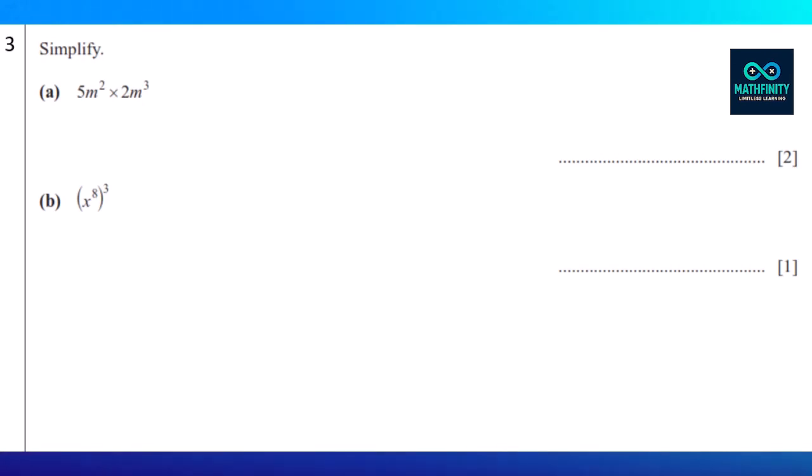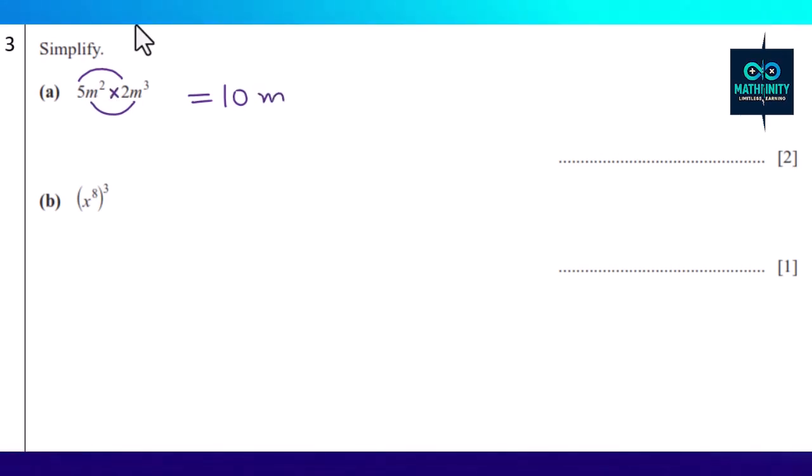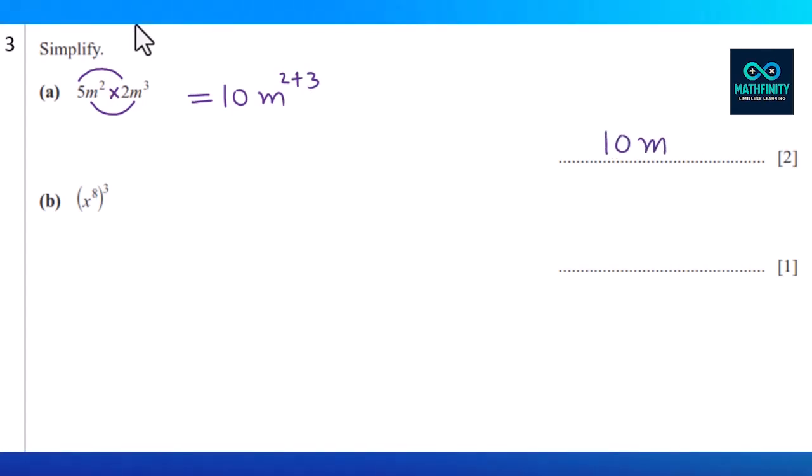Let us solve question number 3. Simplify. So number and number you will multiply with each other. What will be the answer? 5 times 2, 10. And when variables are same, bases are same, and what operation is between them? Multiplication. So we will add the powers. The first rule: if bases are same and multiplication is between them, we will add the powers. So what is the final answer? 10 m power 5.